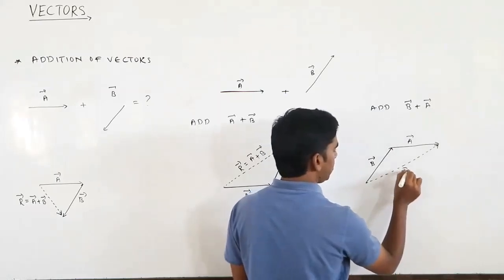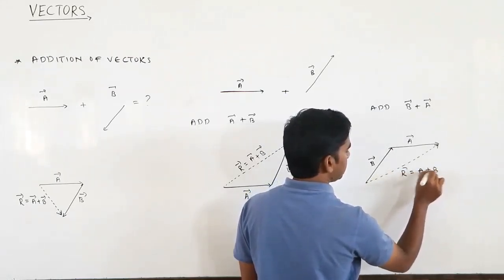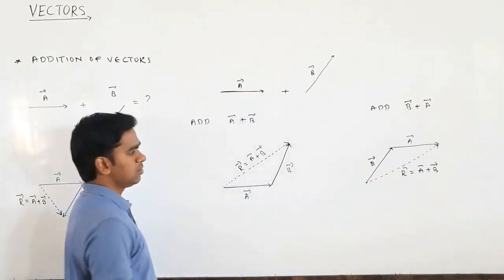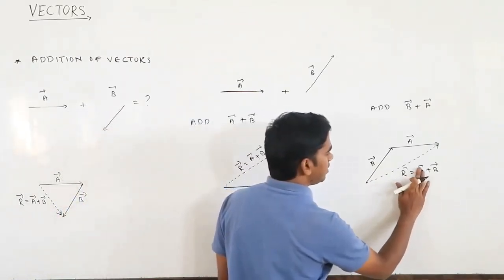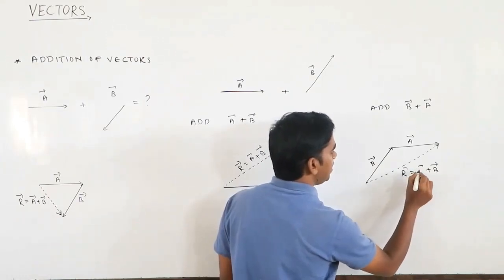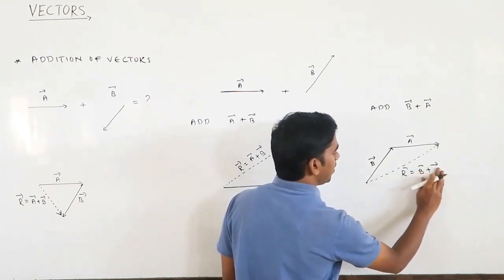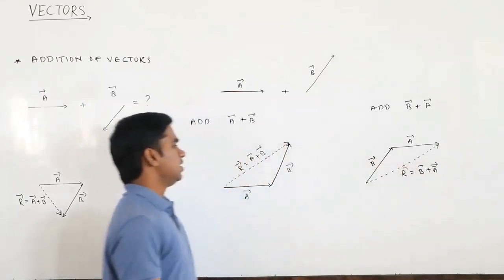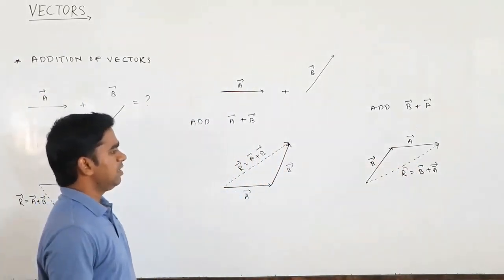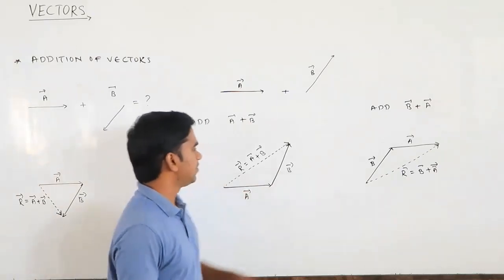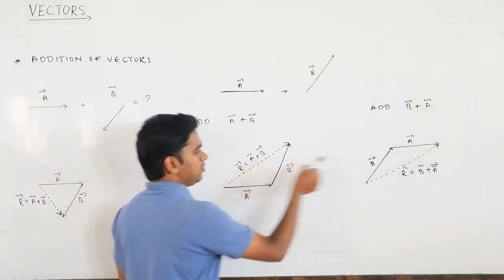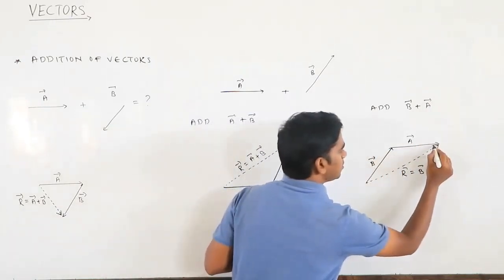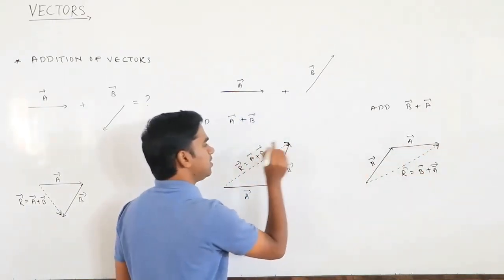This is R equals vector A plus, sorry, not vector A plus B. It should be vector B plus A. Now look at both the resultants. The magnitude is going to be the same. Direction is also the same. This is also in this direction.